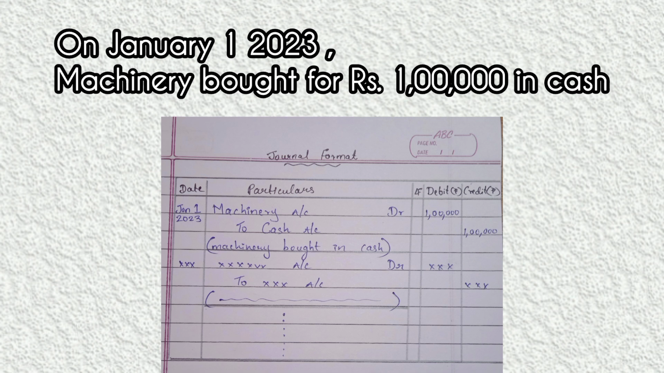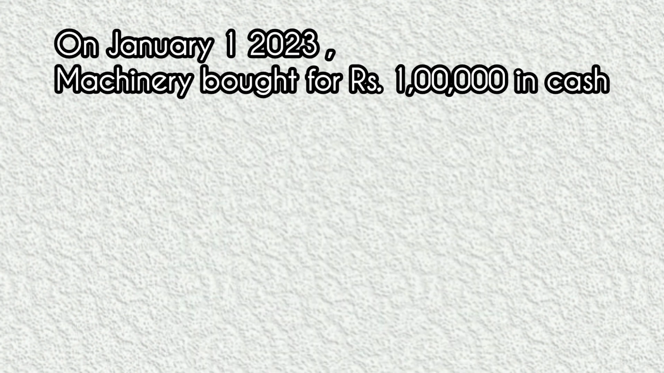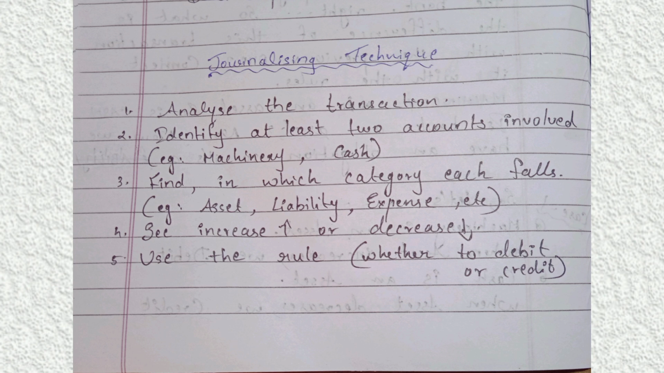In the same way, a lot of transactions will be happening, so after that we'll write the next transaction and it will continue like that. Now you have an overall idea about how we write a journal, right? Next I will show you a generalizing technique for what you should do when you get a transaction.